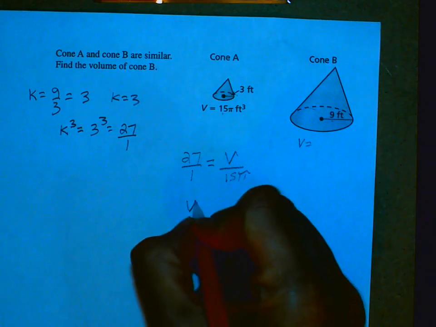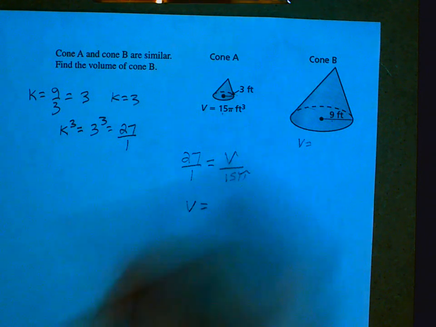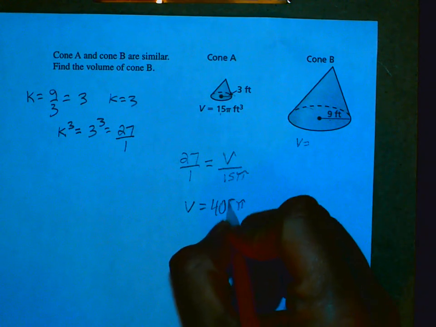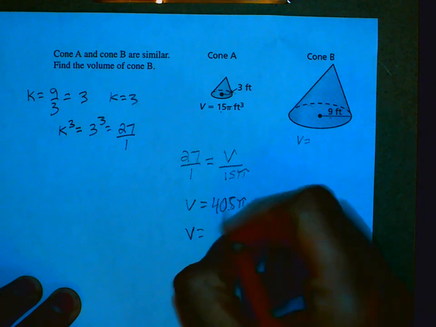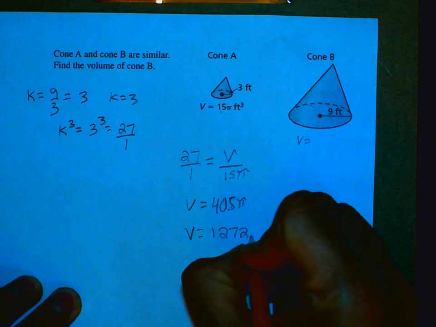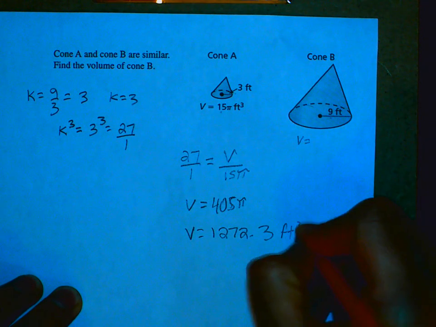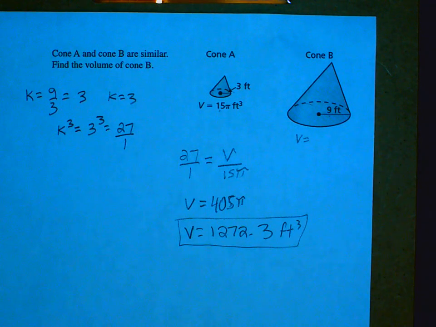So in order to figure out what the volume is, you have to multiply the 27 by the 15 pi. So 27 times 15 is 405 pi. So once you multiply that and round to the nearest hundredth or tenth, it doesn't really say how they want you to round it. I'm going to round to the nearest tenth just for fun. And this would be cubic feet. So that's example number 3.